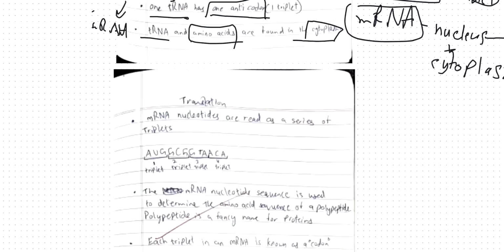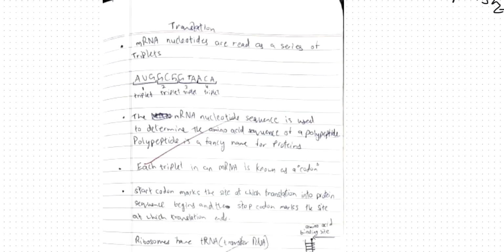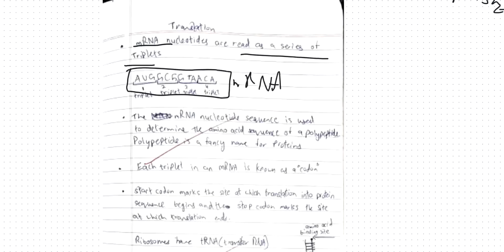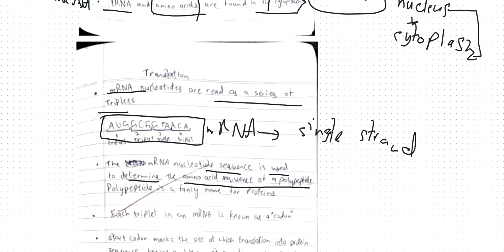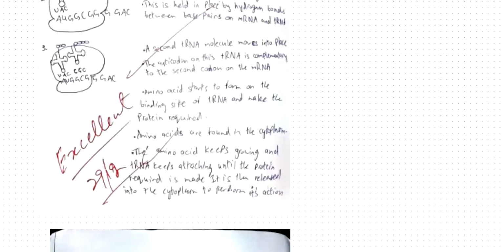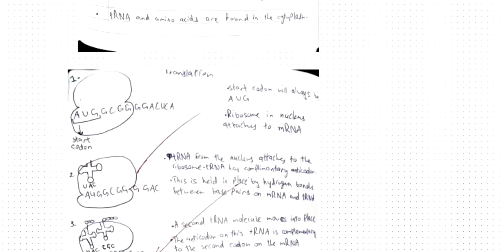So the mRNA nucleotides are read as a series of triplets, as I said. If you have this chain right here, this is an mRNA chain. And remember, mRNA will always be single strand. And the mRNA nucleotide sequence is used to determine the amino acid sequence of a polypeptide. Yeah, I think this is a repeat of what we did. So let's move on to the real stuff. Let's move on to how translation happens.